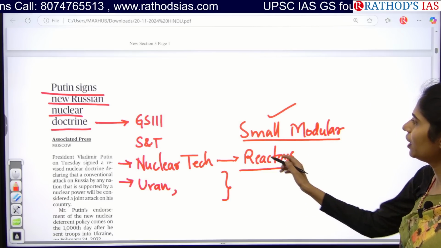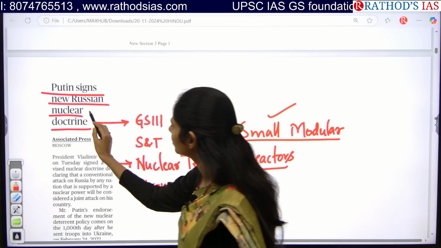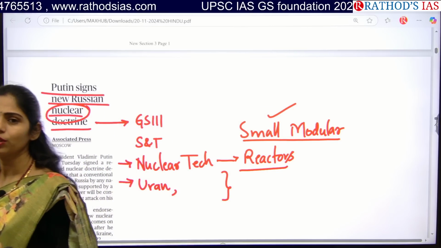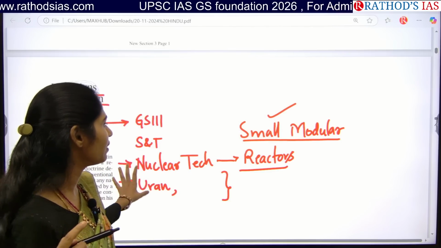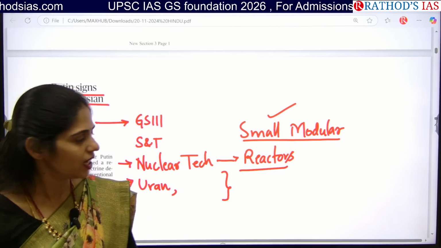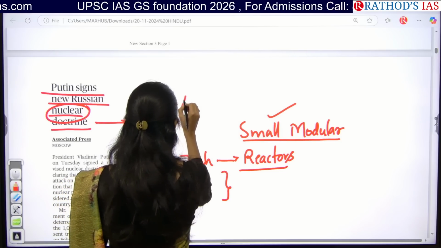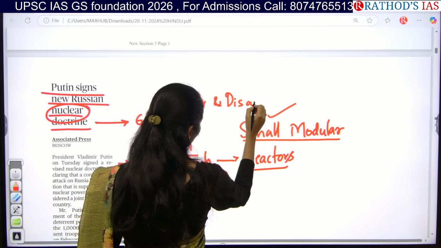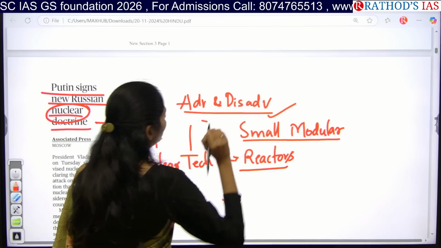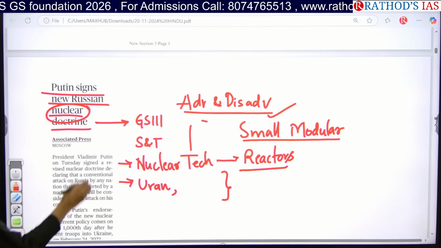So in this way, if you see a single word in your newspaper, try to recall whatever earlier current affairs were in the news, and also connect it with your subject. And again, you have to know the advantages and disadvantages of this nuclear technology. Okay, and here it is talking about nuclear doctrine.